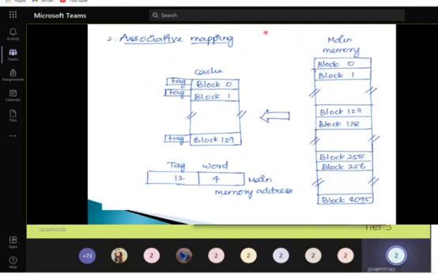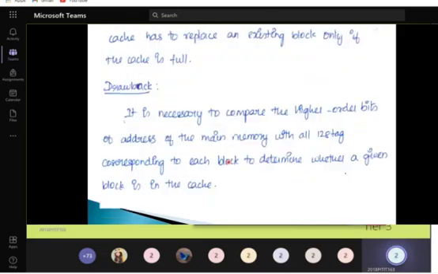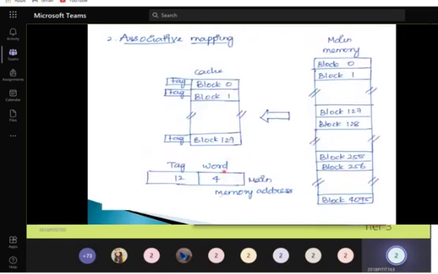So our second one is associative mapping. In associative mapping, what I explained previously belongs to this part. In associative mapping, we have two fields, the tag and the word field. One is the lower 4 bits and another is the higher 12 bits, placed in the main memory address. And here the main memory goes from 0 to 4095, so the blocks are there in the main memory like this.